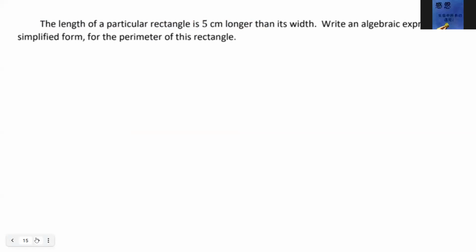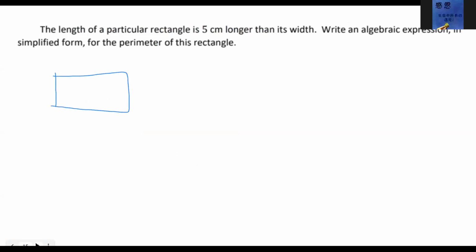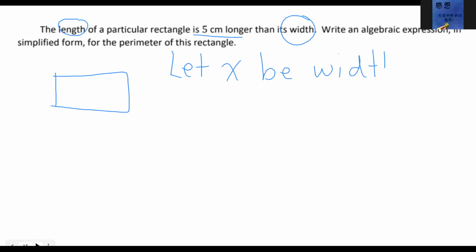Whenever you're given a word problem, it always helps if you can sketch a diagram. So let me just do that here on the side. I'm going to let you figure this out, but let me give you a hint. The length is 5 centimeters longer than the width. So the length is given in terms of the width. Let x be the width and specify your units in centimeters. Now you go ahead and try to do the rest of this question.